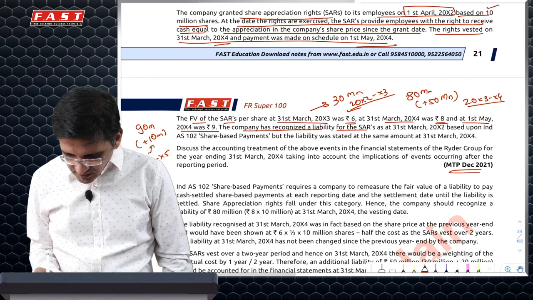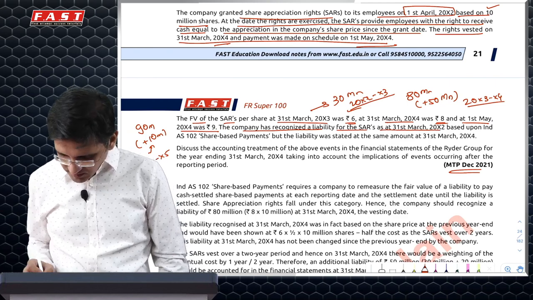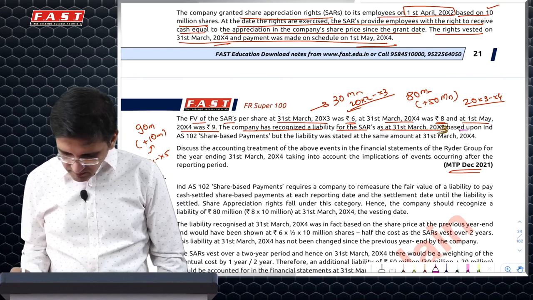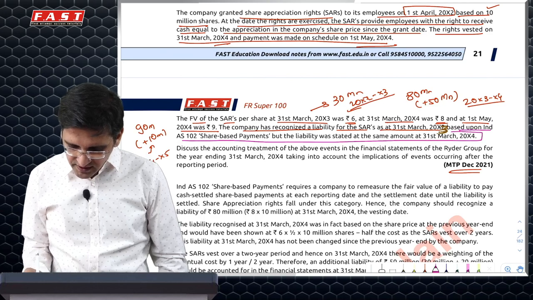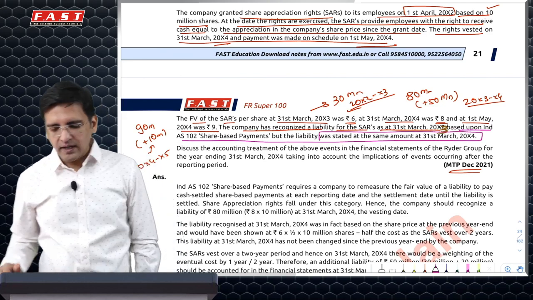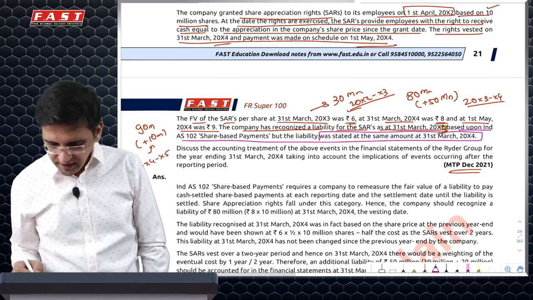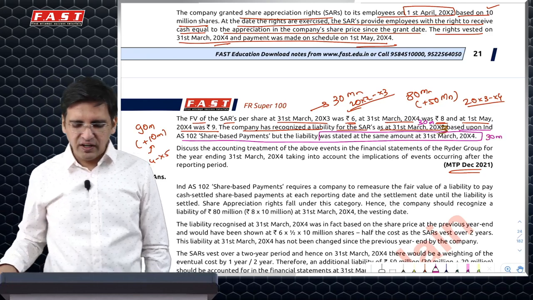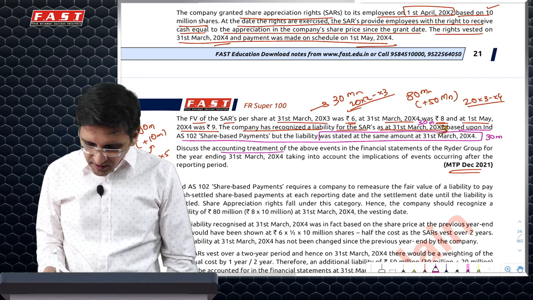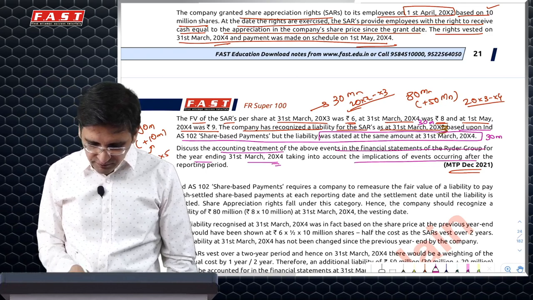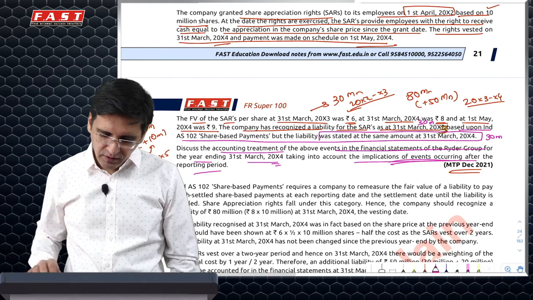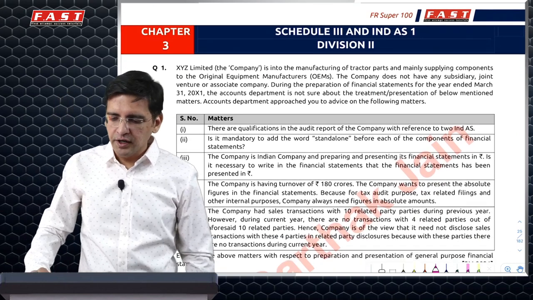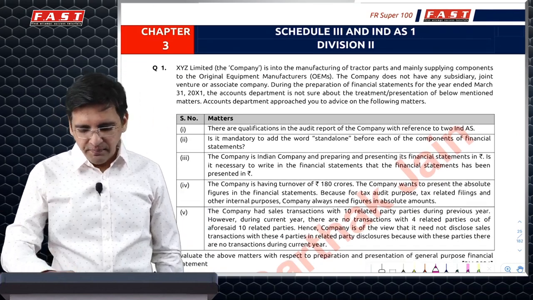The company has recognized liability for SAR on 31st March 2003. This is not correct. This should be 30. ICI needs to correct it, based upon Ind AS 102, but it was stated at the same amount at 31st March 2004. So that means here they would have done it at 30 million, and here also they had recognized at 30. So we'll say 50 additional you'll have to recognize. Discuss the accounting treatment of the above for 31st March 2004. Implications of the event occurring later, you also have to take that. So you'll have to say that we will not consider the fair value changes which have happened later. So this completes your share-based payment as well.